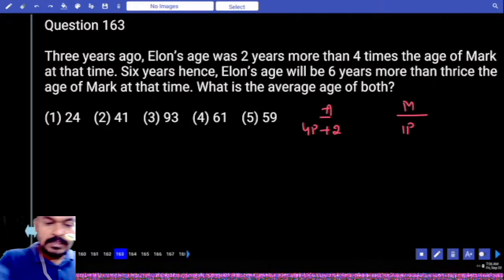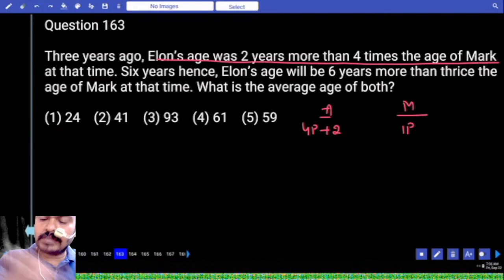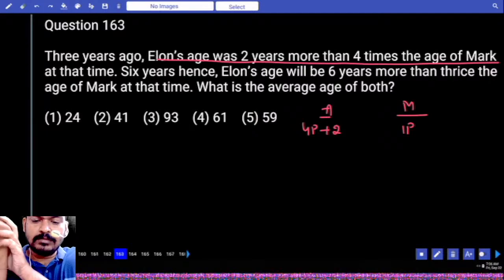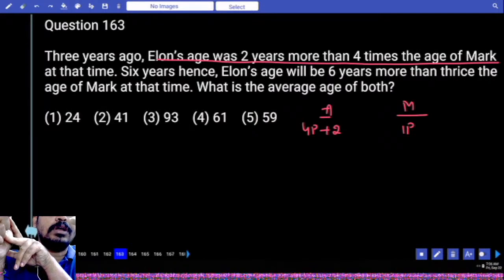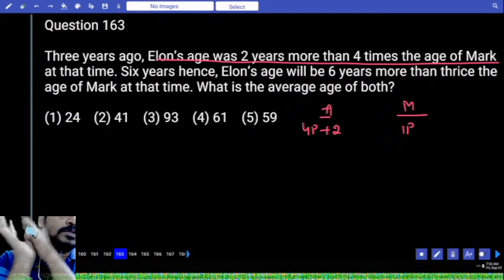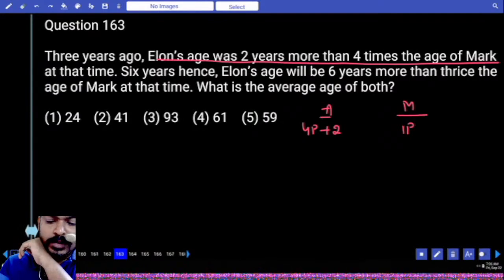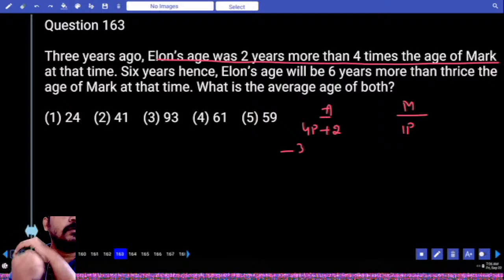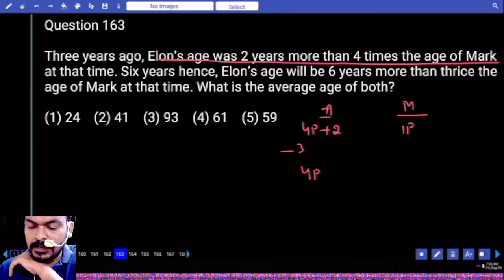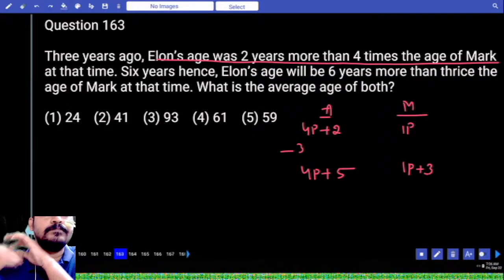Plus 2. 3 years ago, Alone's age was 2 years more than 4 times the age of Mark. Mark's age is 1 part, Alone's age 4 parts plus 2, 3 years back. What is the present value? 4 parts plus 5 and 1 part plus 3, or not?